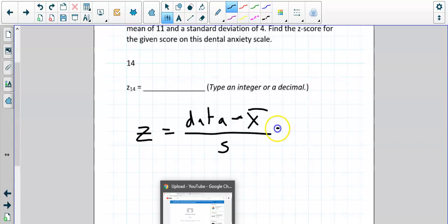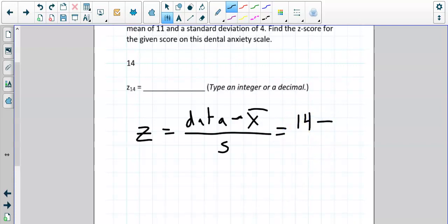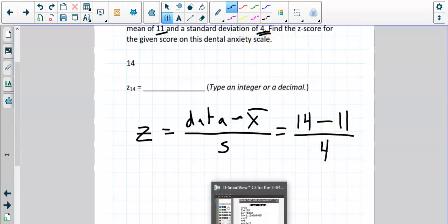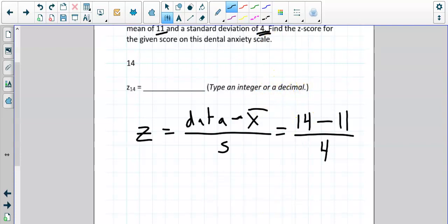What's our data score? It's 14. What was the mean? It's right there. It's 11. What was the standard deviation? It was 4. So you just go to your calculator and you run the quick information. And again, it says type an integer or a decimal. So we're going to go to our calculator. We're going to take 14 minus 11, which, if you can't do that in your head, that's 3. And divide that by 4. Which, in your calculator, if you take 3 divided by 4, you get 0.75. And you don't round that. They want everything. And that's it.